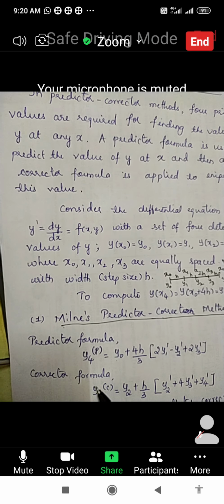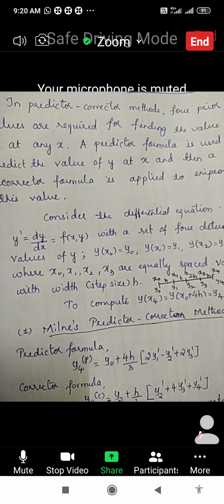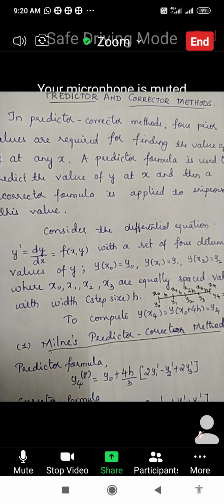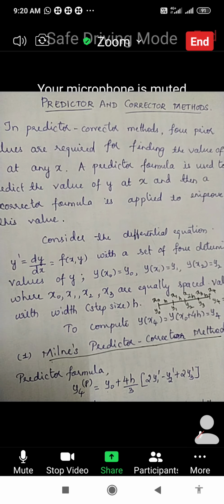Apply first the predictor and then the corrector formula, and whatever answer you get is nothing but the value of y4. It is the value of y when x is x4. Am I clear? We don't have many complications here, only the formula you should write properly.